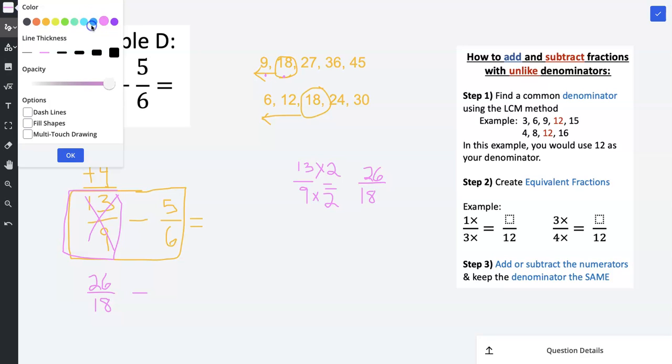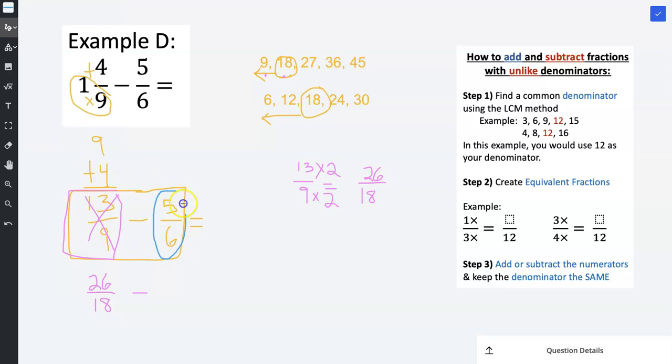I'm going to mix up the color again, and I'm going to work on this 5/6 part now. I need the same size pieces, so I have to change this fraction so that it has the same denominator as the other fraction I created. So I think about the scale factor I need to use. What do I need to multiply the 5 and 6 by to get my equivalent fraction? 6 times what is 18? Well, 1, 2, 3 6s makes 18. So I need to multiply the numerator by the same number. 5 times 3 is 15. So I trade out 5/6 for 15 eighteenths.